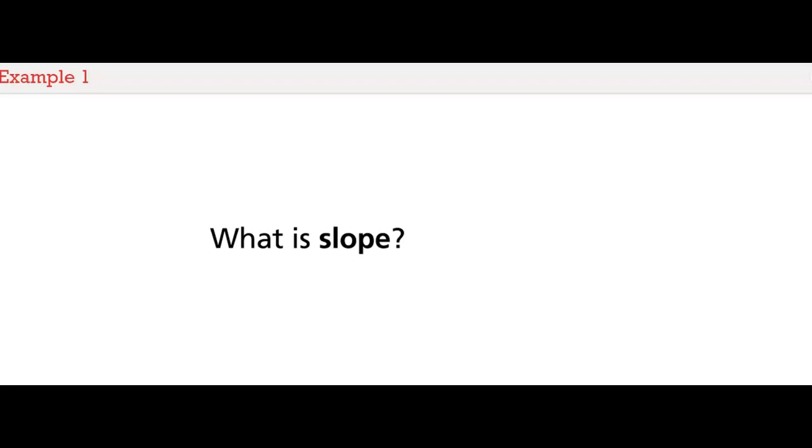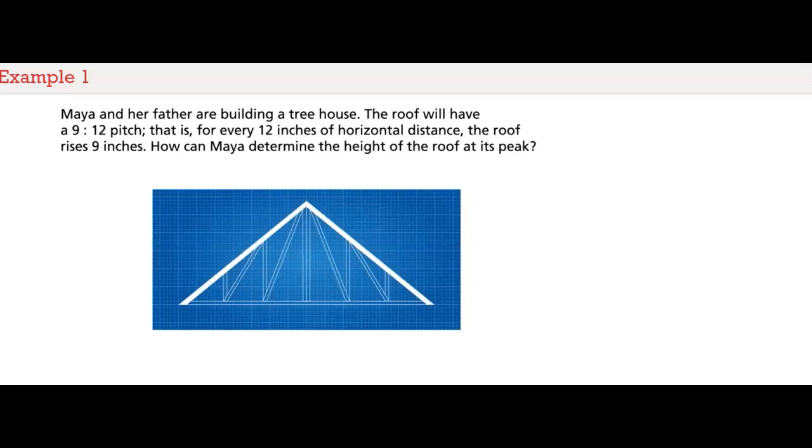Think about this question during the lesson. Maya and her father are building a treehouse. The roof will have a 9 to 12 pitch. That is, for every 12 inches of horizontal distance, the roof rises 9 inches. If the horizontal distance from the edge of the roof to the peak is 6 feet, how can Maya determine the height of the roof at its peak?